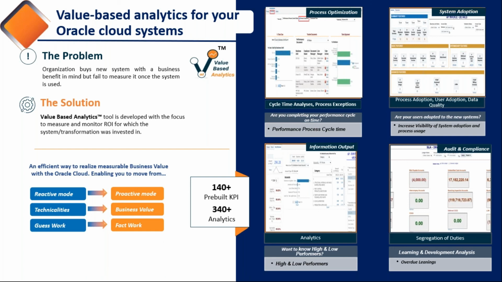And it very much allows you to change that mindset when thinking about Oracle Cloud. You begin to look at proactiveness instead of reactiveness, look at business value and carry out changes based on fact. And the VBAs across the system are separated into 4 main areas. So you have process optimization, you have system adoption, you have information output and audit and compliance. So it allows you to start monitoring those areas and getting answers to those questions that you may have in each of those areas.